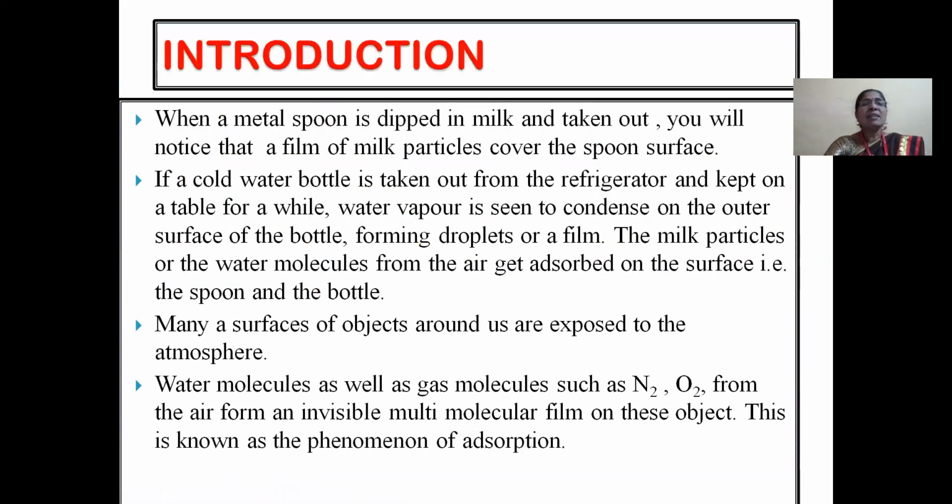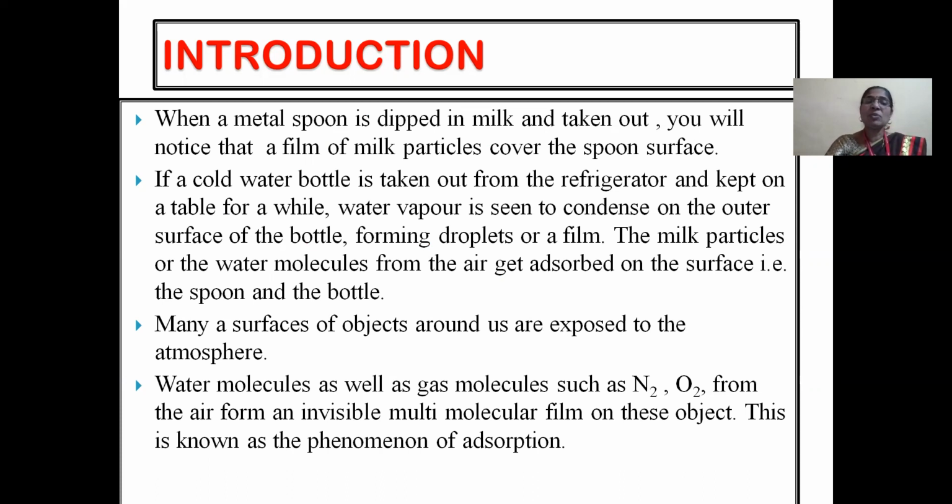There are other examples of adsorption to consider. For example, when a metal spoon is dipped in milk and taken out, we can observe that a film of particles covers the spoon surface. Second example, if a cold water bottle is taken out from the refrigerator and kept on a table for a while, water vapor is seen to condense on the outer surface of the bottle, forming droplets or a film. The milk particles or the water molecules from the air get adsorbed on the surface, that is the spoon and the bottle.